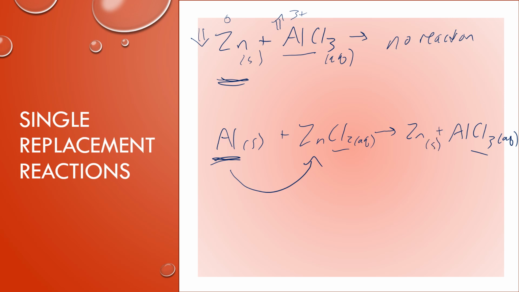So the activity series helps us to predict whether or not single replacement reactions will occur, and the one by itself needs to be more reactive than the element in the compound. Or another way to think of that is the element by itself needs to be more reactive than the ionic version in order to transfer those electrons. Now this is not a balanced reaction. You would then of course need to balance it. I'm just giving you an idea of what's happening to the atoms in terms of their charge or oxidation state.